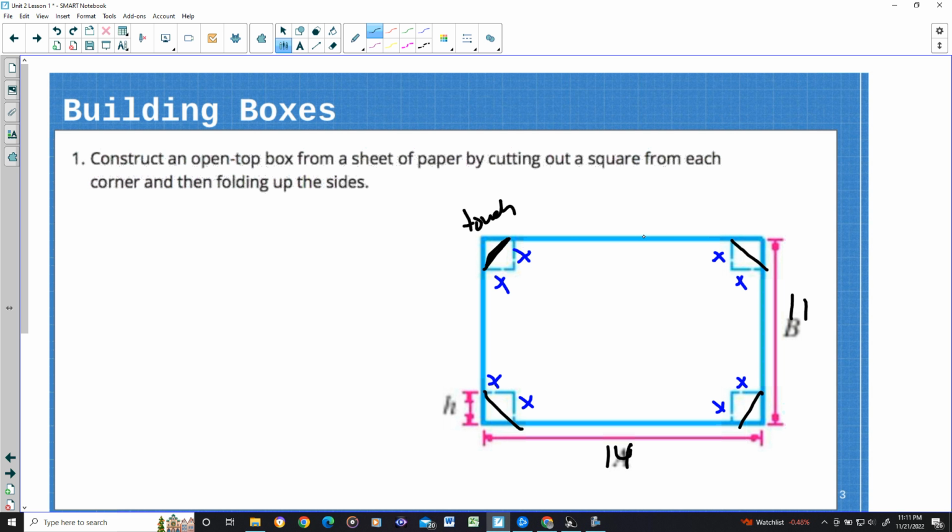So how long is this piece here along the top before you get to the x's? Well, it's going to be 14, right? But you're cutting away an x on one side and an x on the other side. So this length here is 14 minus 2x. What if we cut the same thing on this side? Likewise, we have 11 total, but we're losing an x and we're losing an x here. So how much do we have here? We have 11 minus 2x.